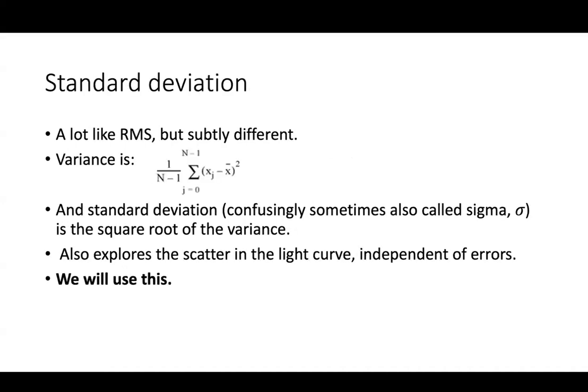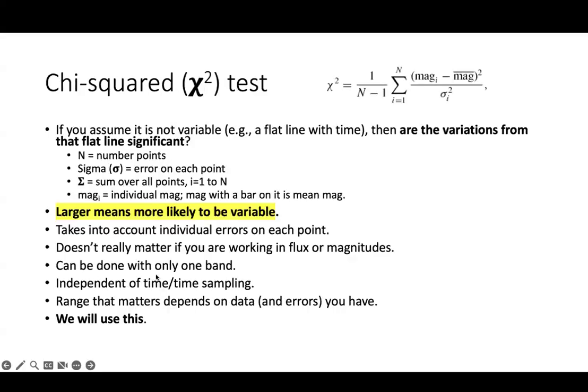Standard deviation is a lot like RMS, but it is subtly different. The variance is given by this, and the standard deviation, which confusingly is often also called sigma, is the square root of the variance. This also explores the scatter in the light curve. It is also independent of the error bars. I use this a lot in what I do.